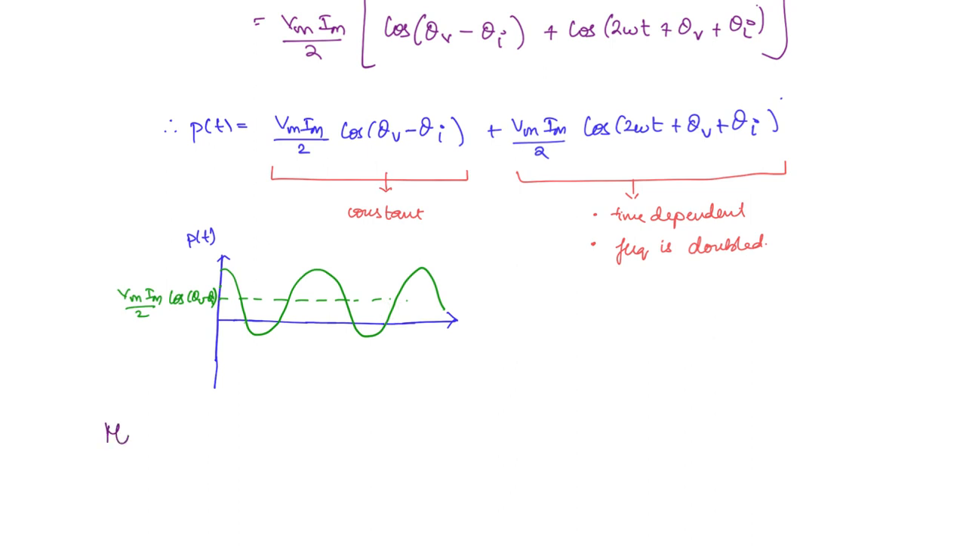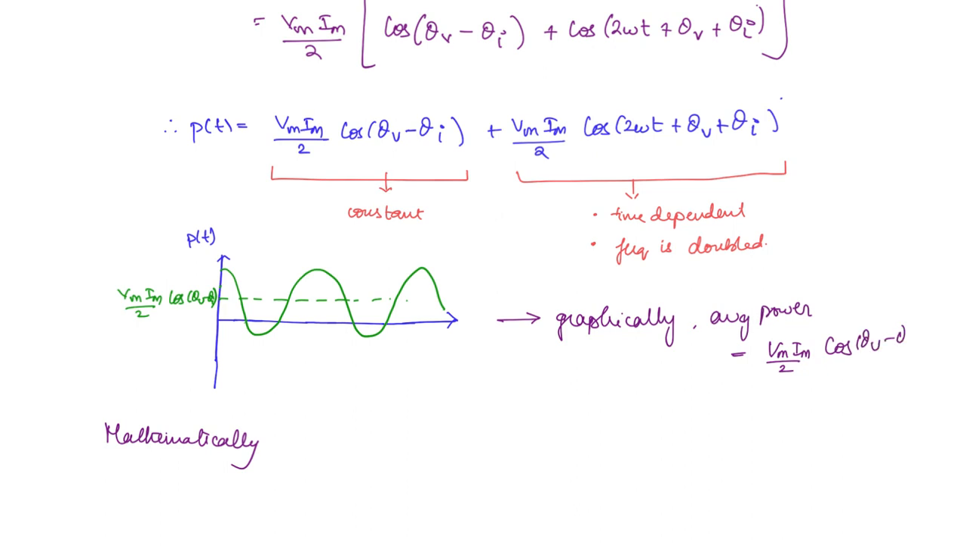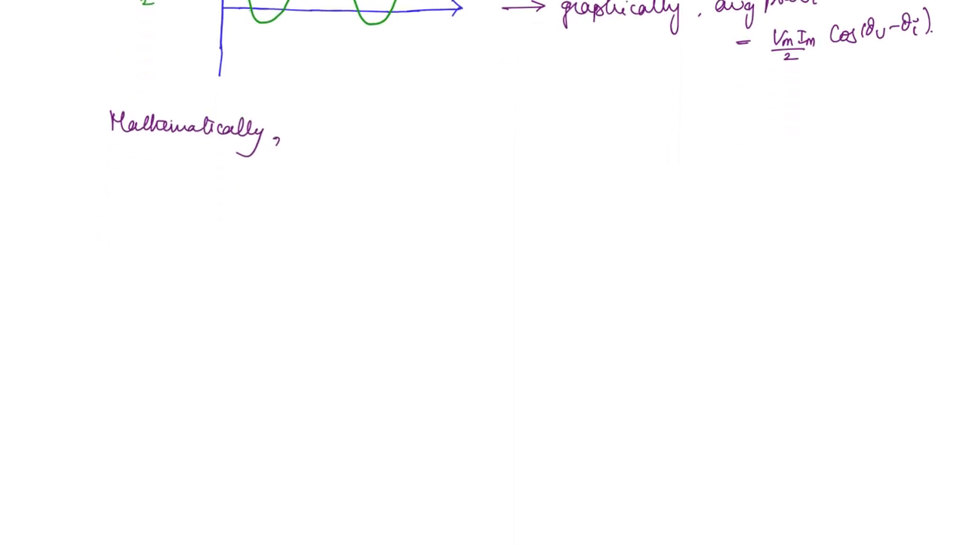Okay, so mathematically, here graphically we have seen that average power is equal to Vm Im by 2 cos(theta v minus theta I). So we will see mathematically as well. How will you get it? Mathematically, the average power is equal to 1 by T integral 0 to T, the instantaneous power you have to integrate.